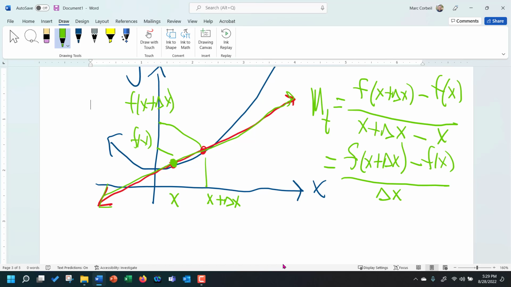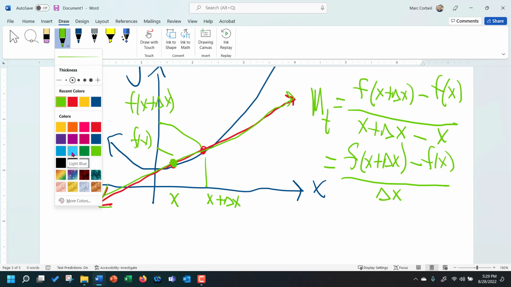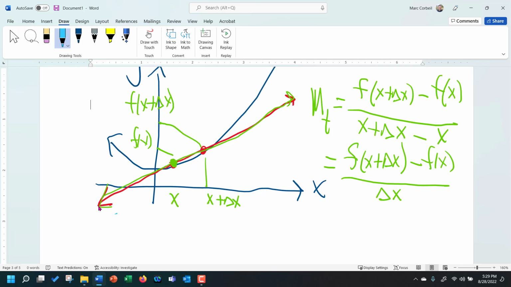I'm going to decide to make this delta x smaller. So I'm going to redraw this in a slightly different color, and I'm going to put this delta x smaller. So I'm going to put it here, and then I'm going to put it here, and then ultimately I'm going to put my delta x really small, so what I'm actually drawing is a tangent line, not a secant line.